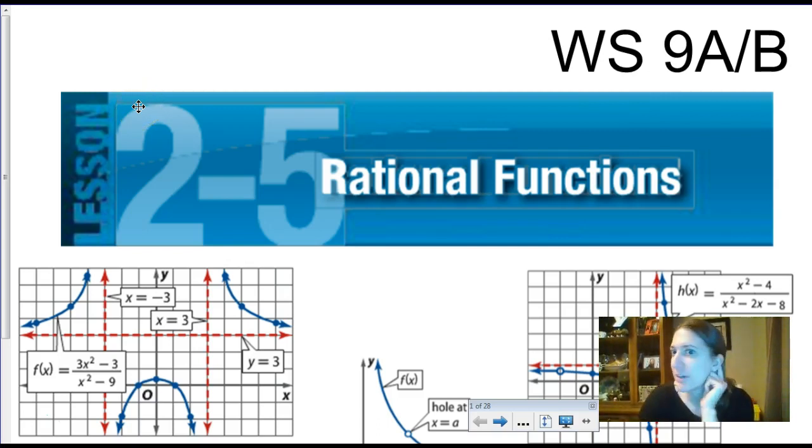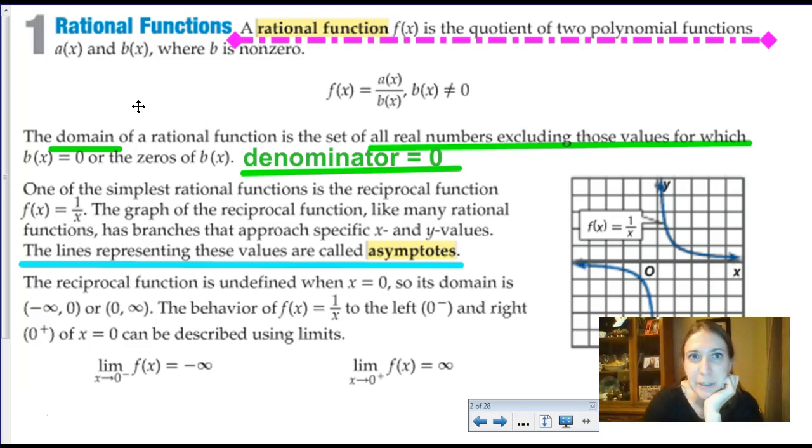We're going to hear vocabulary like vertical asymptote, horizontal asymptote. We're going to find out when a rational function has a hole. Man, good stuff coming our way. So, first of all, a rational function is basically a quotient function. So there's a polynomial divided by another polynomial.